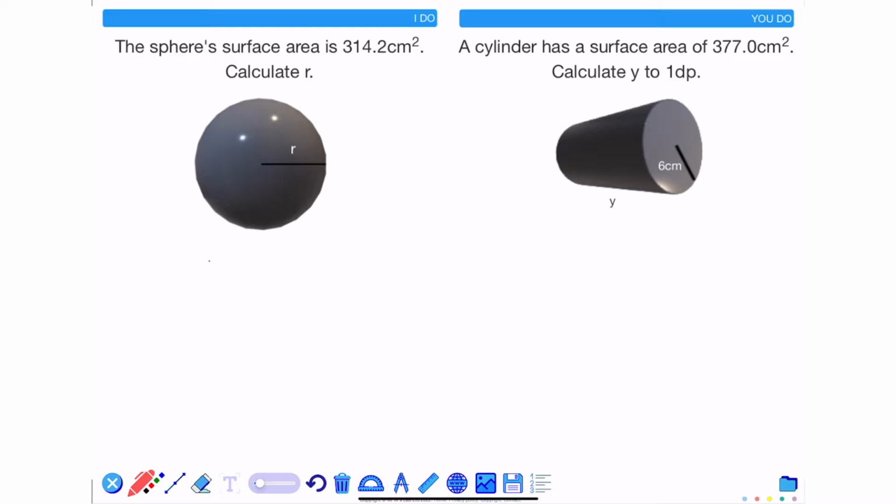The surface area of a sphere can be calculated using 4 pi r squared. So knowing that the surface area is 314.2, we can now work backwards to find out what r is equal to. So 314.2 divided by 4 pi will give me r squared. R can then be found by taking the square root of this number.